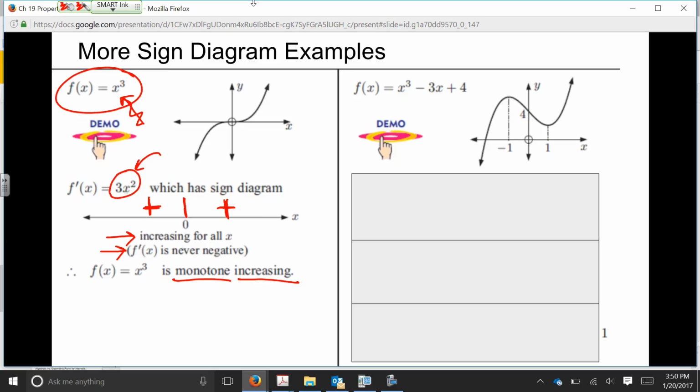Now, if you just said it was increasing for all x, where x is an element of the real number set, that's saying the same thing. So don't worry so much about that. Look at the next example.